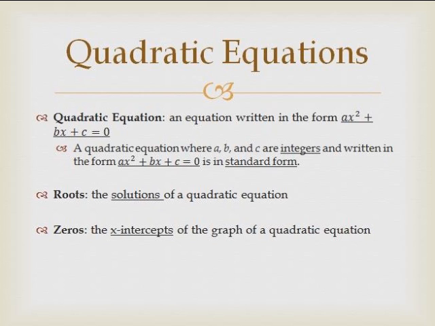Roots, or solutions, are what we're looking for here. We also can call those zeros or x-intercepts. All four of those terms, roots, solutions, zeros, and x-intercepts, are the same thing. That's what we're looking for. So in the graph in particular, we're looking for the x-intercepts. We're either going to have 0, 1, or 2 solutions to these things.